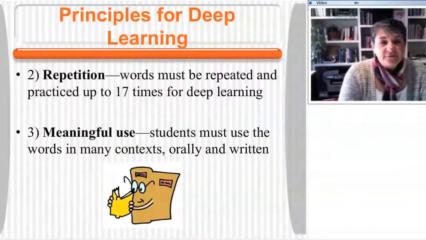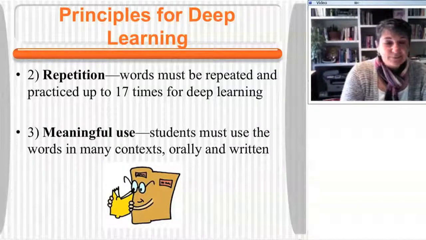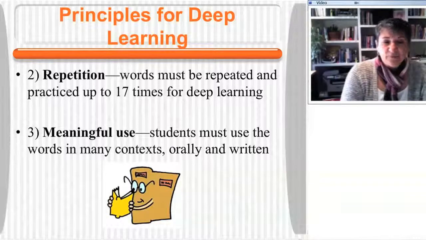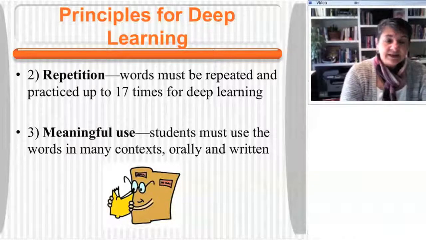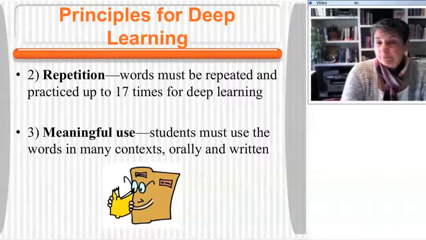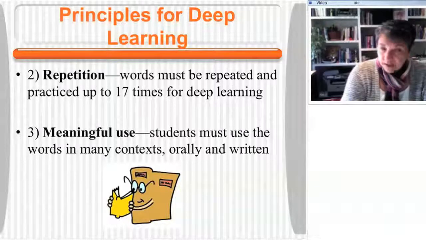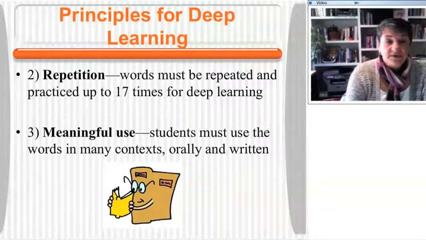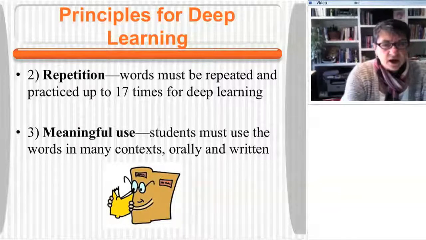The third principle for deep learning is repetition. Words must be repeated and practiced up to 17 times for deep learning. 17 times is a lot of times. Isabel Beck found that fourth grade students, or like 8-, 9-year-old students, needed to have something like repeated practice 17 times. Now, not all students need all that practice for deep learning of vocabulary words, but it does, let's say, give you an idea of how important it is that children repeat the words and have the words used quite often as well.